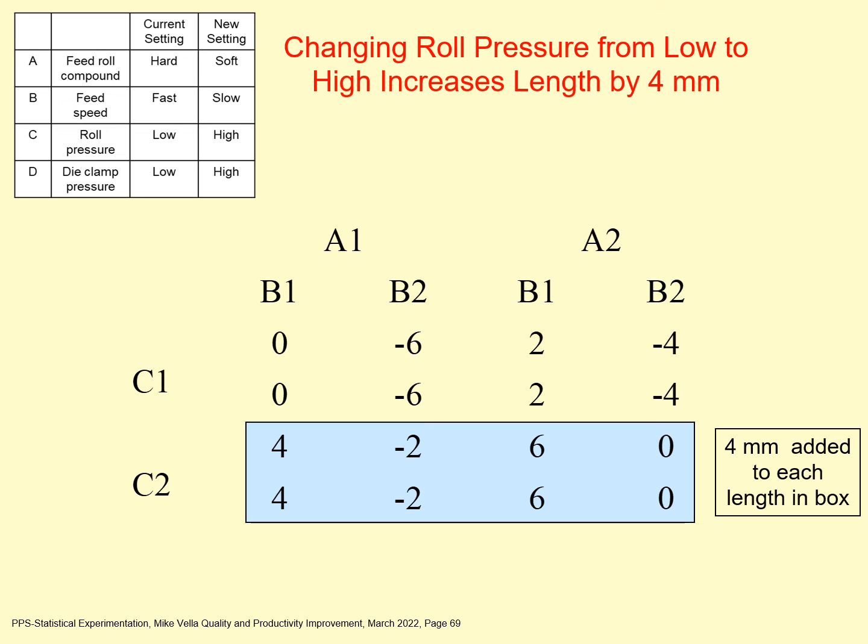C1, that is low, no change. C2, we increase length by 4 millimeters. 4 millimeters are added to each length in the box.